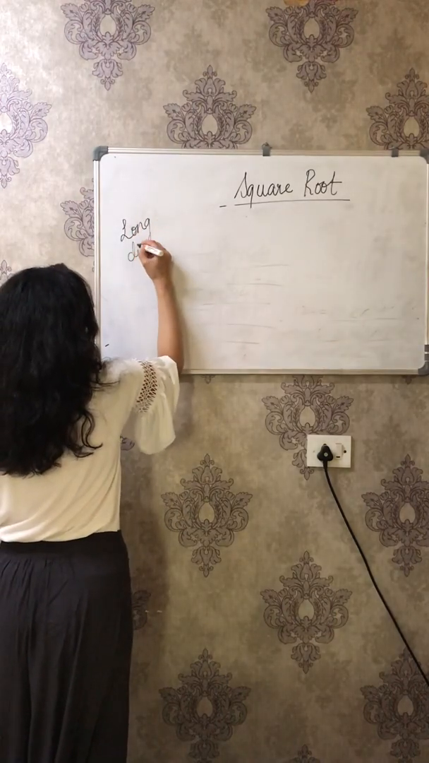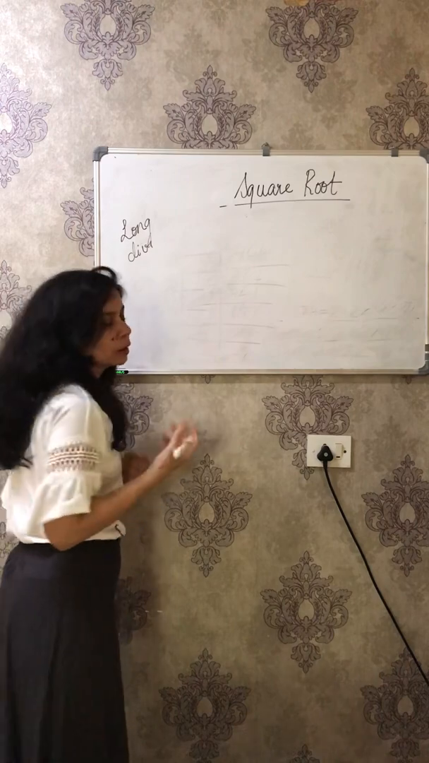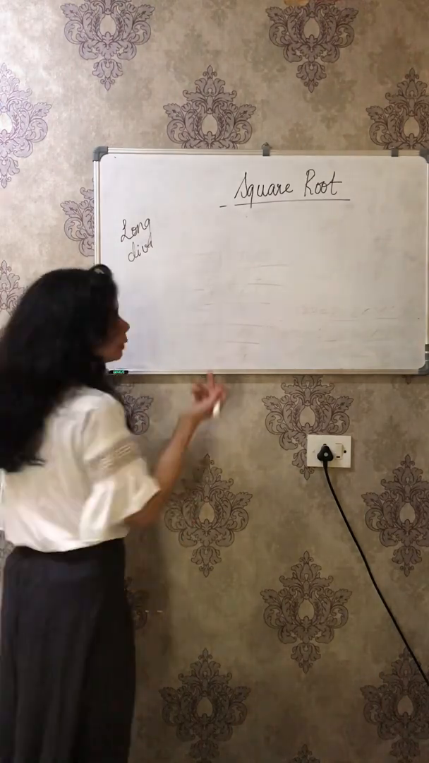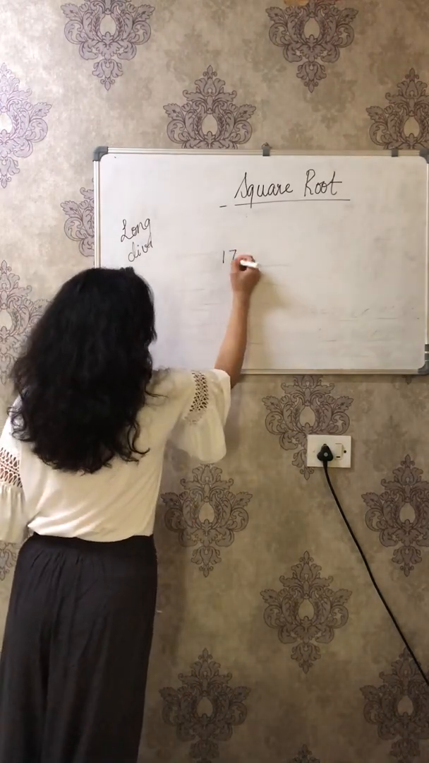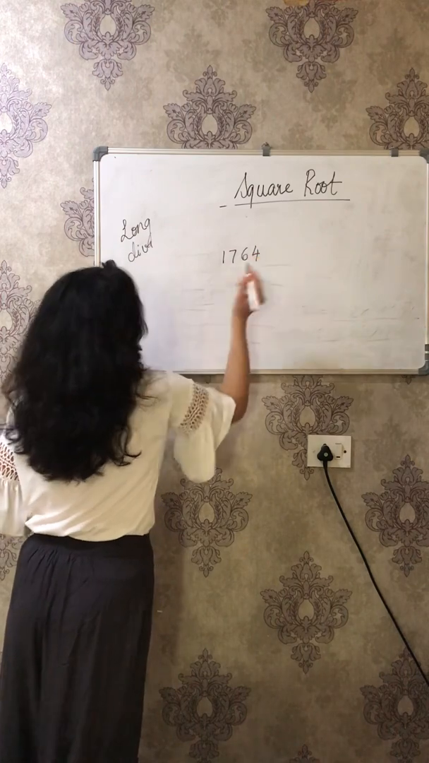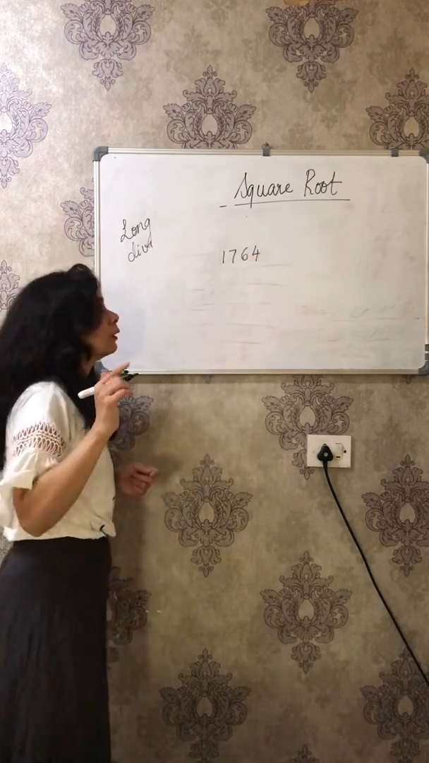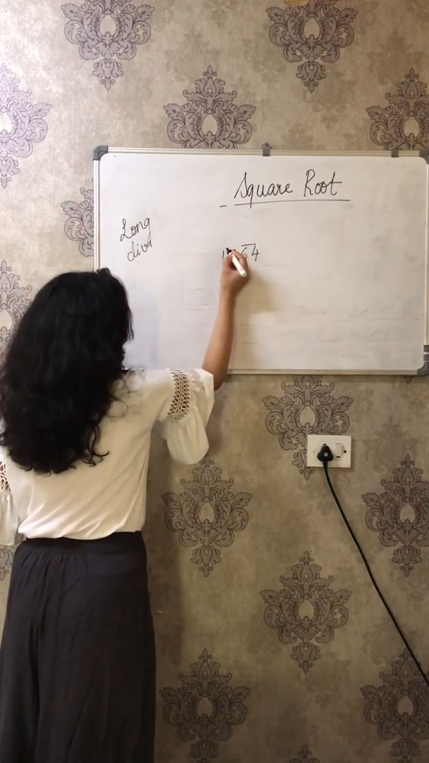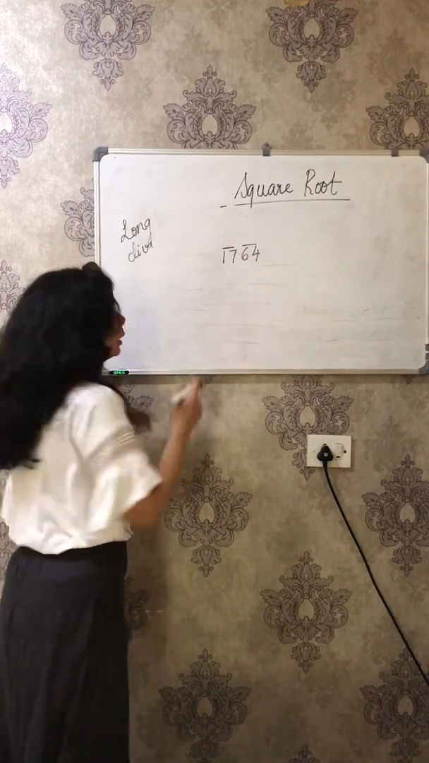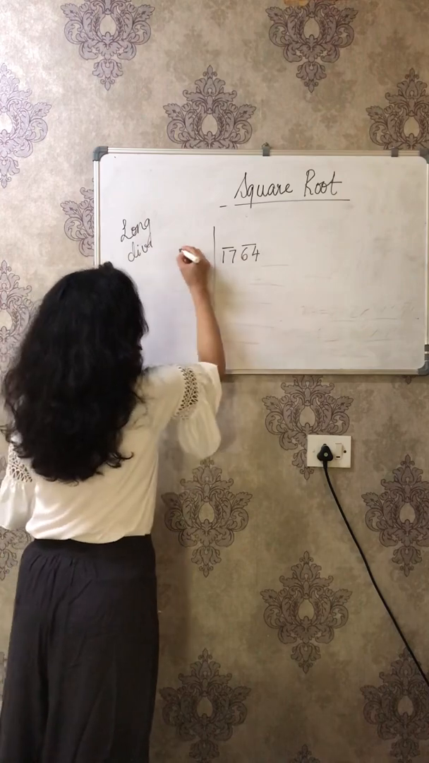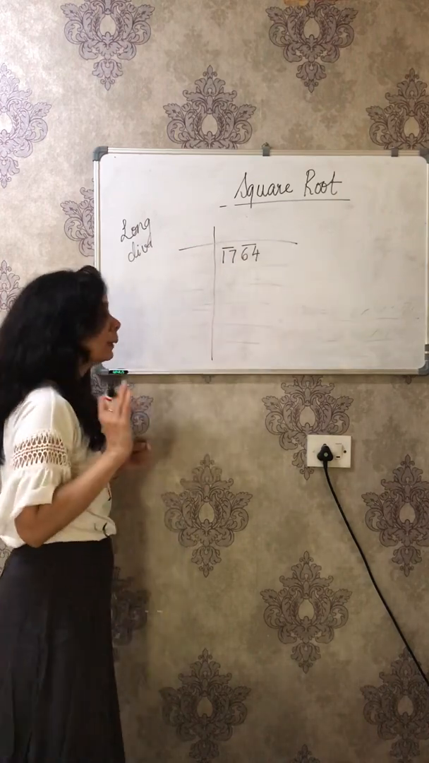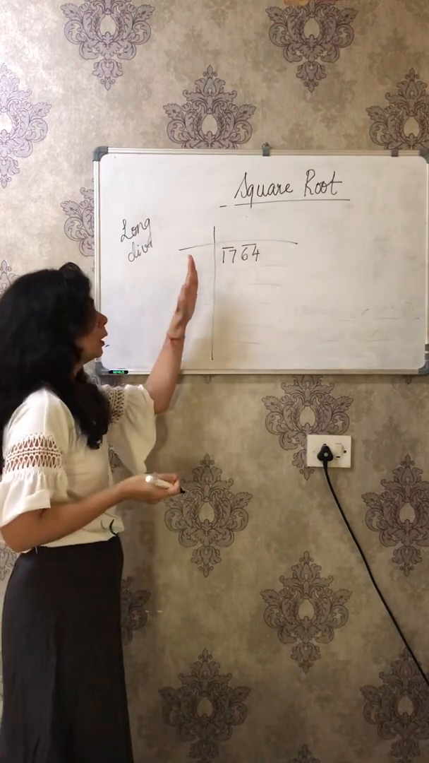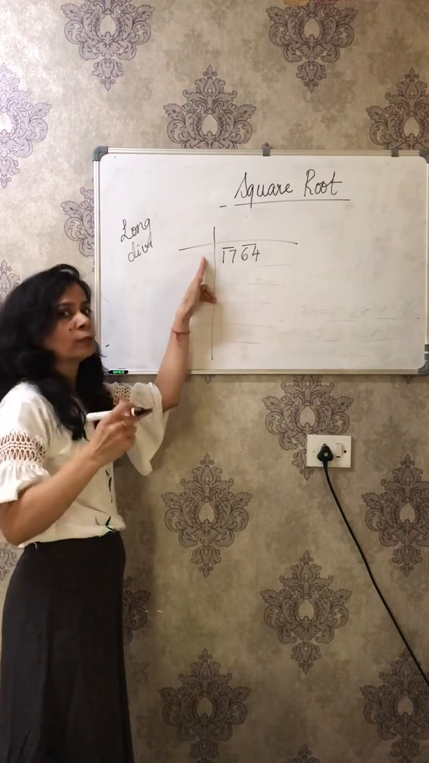Long division. Okay. So any number we can take. Let's take 1764. For the long division method, the very first step, what you have to do, is make a pair. Okay. Now, just like a simple division, we will try to do this. But the difference is, we will always take the square of the numbers here.